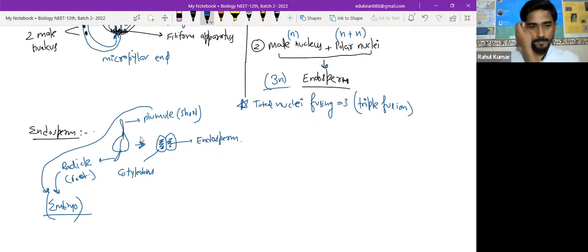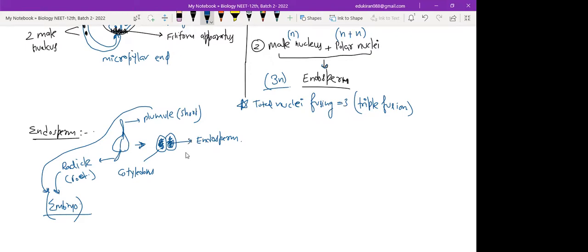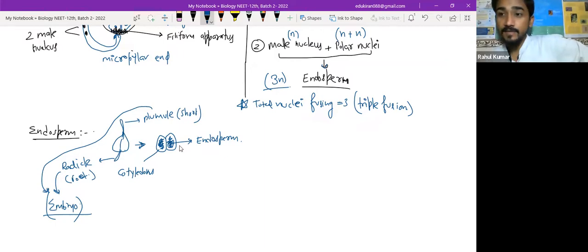And where is it getting nutrition from when it is growing in the initial stages? It is getting it from the stored endosperm, which is present in the cotyledons. Is it clear? What we are eating is actually the endosperm. Whenever we eat a seed, we are eating that seed for endosperm.